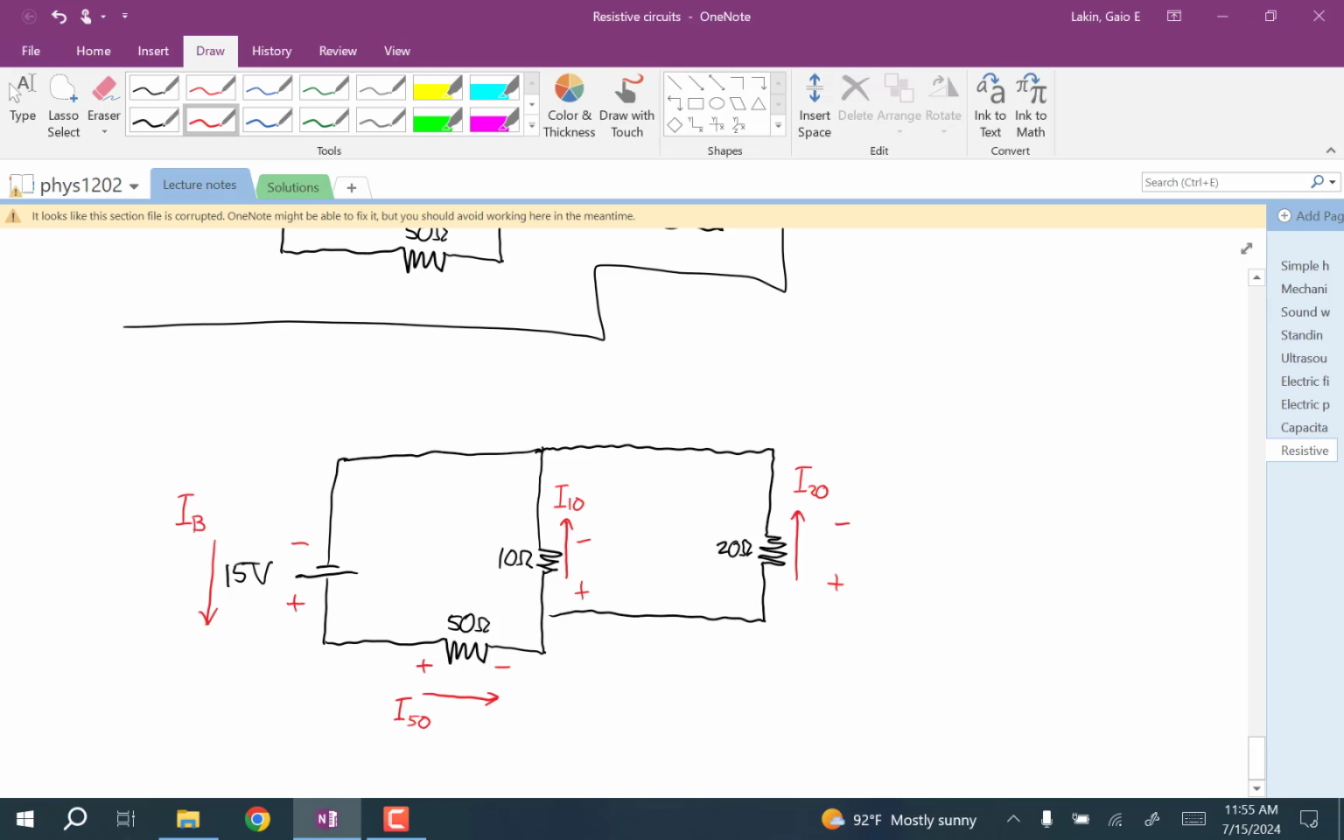And now for the voltages at these resistors, we're going to use Ohm's law. I'll do that step in green. So the voltage at the 50 ohm resistor is 50 times I50. At the 10 ohm resistor, this is the resistance, 10 times I10. And at the 20 ohm resistor, we have 20 times I20.